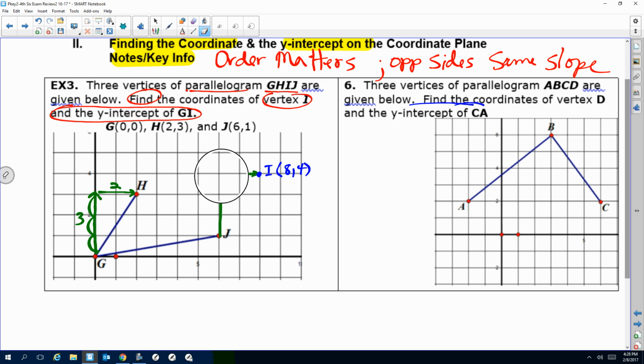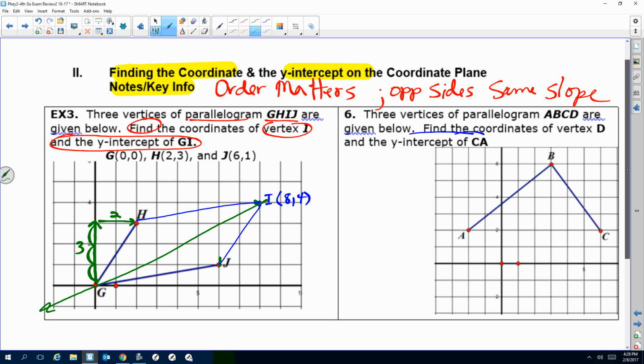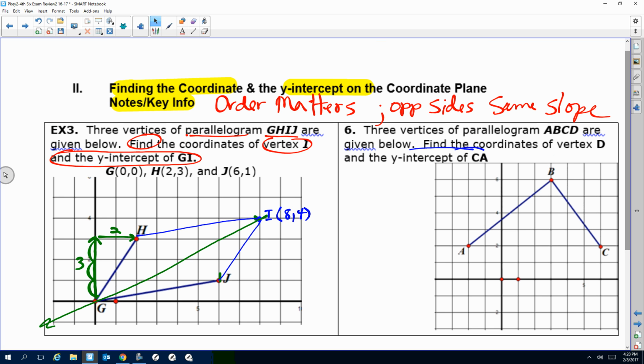I'm just going to erase my rise over run here. So I go G, H, I, back to J, and J back to G. So there is the vertex we needed to find. And then they want us to find the y-intercept of GI. So I have to draw a line connecting G to I. You want to extend it out to see where it crosses the y-axis. Remember, the y-intercept is the point where the line crosses the y-axis.